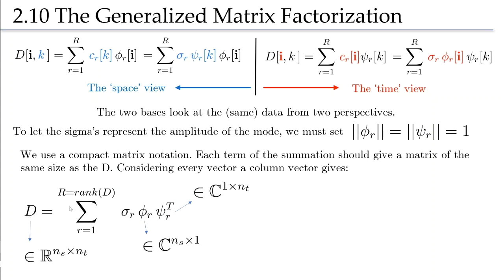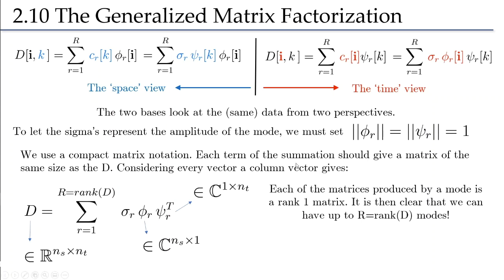In particular, you should observe from this equation that the number of non-zero sigmas that you have, regardless of the basis that you choose, is equal to the rank of the original matrix. So if we include a number of modes equal to the rank of the matrix, we are not doing any approximation, but we are representing the complete data.